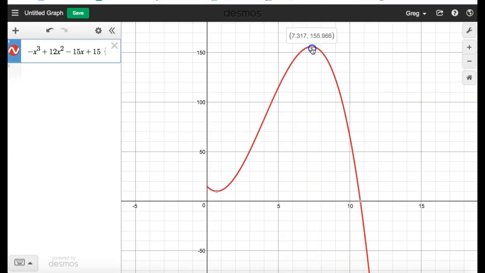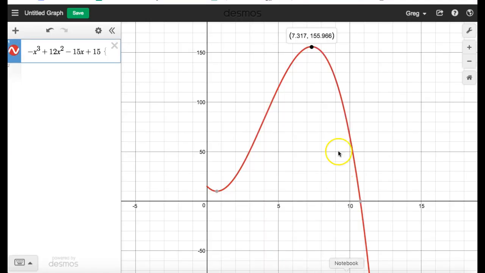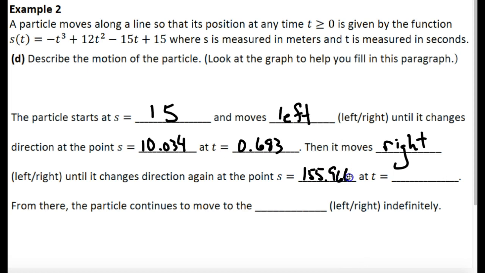And again, this is a point that we already found. We found that here the velocity is also equal to 0. It changes direction here. It goes from a positive velocity to a negative velocity. And that happens at a position of 155.966, and that occurs at time 7.317 seconds.